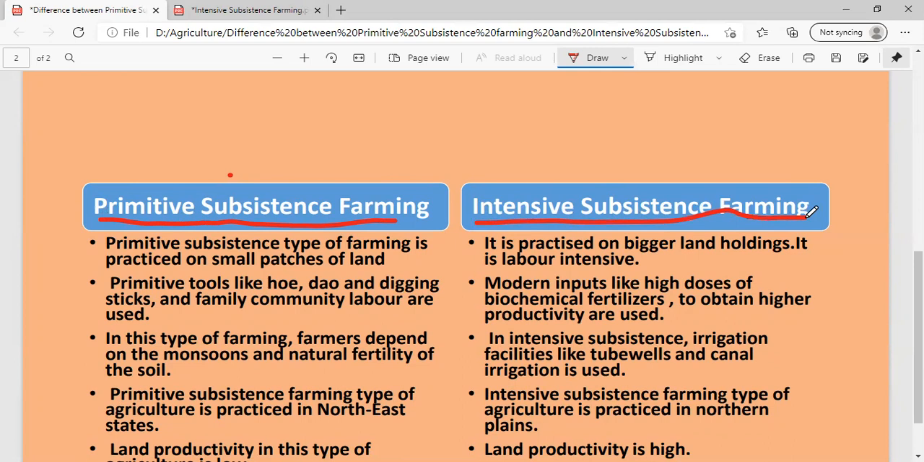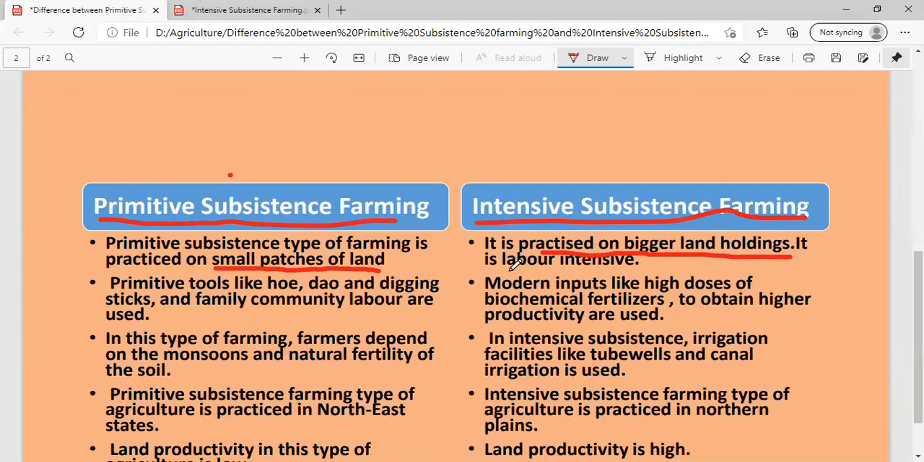Primitive subsistence farming, or the traditional type of farming, is practiced on small patches of land, small pieces of land. Primitive means the old form of farming. Subsistence means for one's own consumption. That is subsistence farming. It is practiced on small patches of land. In comparison to primitive subsistence farming, intensive subsistence farming is practiced on bigger land holdings.